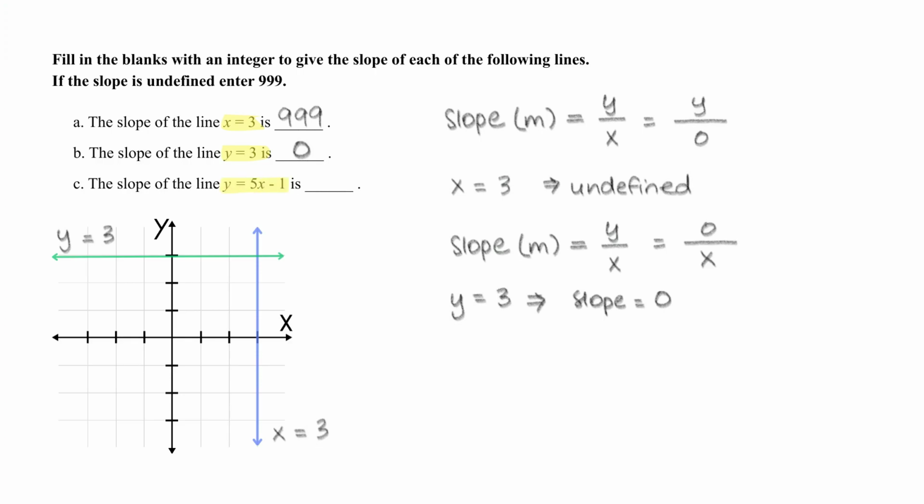Part C. We are given the line y equals 5x minus 1. This line is written in slope-intercept form, which is y equals mx plus b. In this formula, the letter m stands for the slope. So look for the number right next to the x. Take that coefficient as your slope. Therefore, the slope for this line is 5.